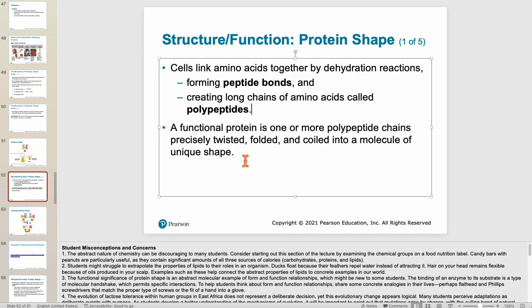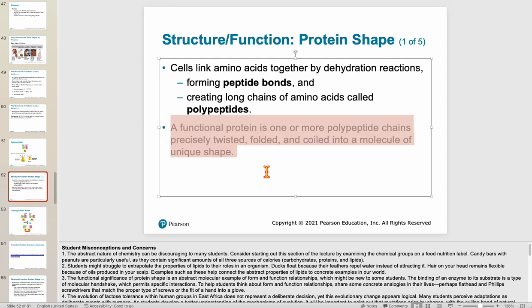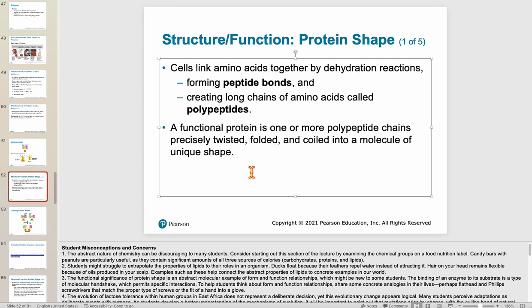And notice the last line here, very important. Let me quickly highlight it, and then let me go ahead and talk about it. A functional protein is one or more polypeptide chains precisely, and that word is important, precisely. It's specifically twisted, folded, and coiled in a unique shape.